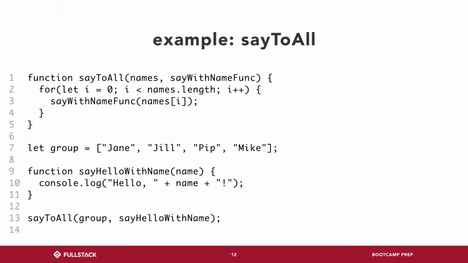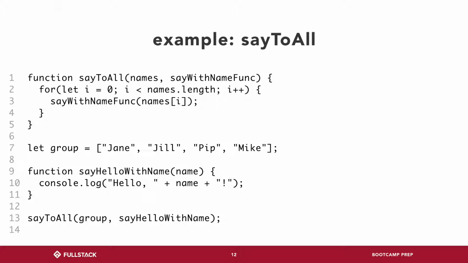Now this gets a little more involved, but it's just more like navigating through the array structure now, so it's more just iterative. But anyone care to guess what this logs to the terminal? Yeah. Hello Jane, hello Jill, hello Pip, and hello Mike.